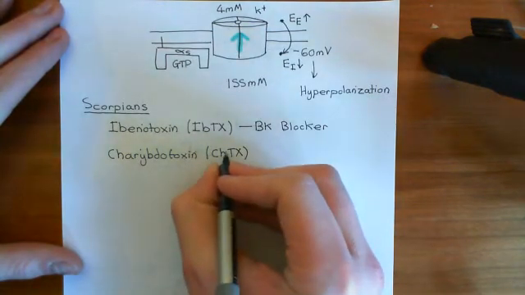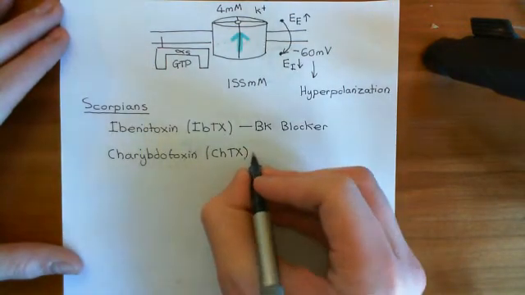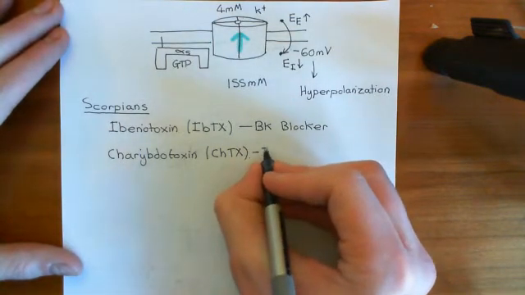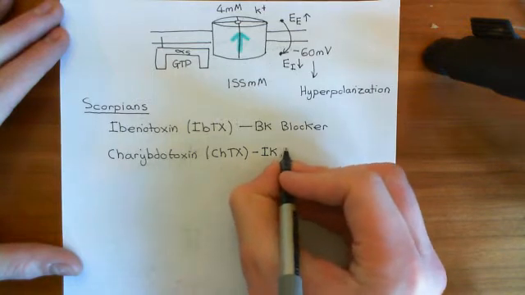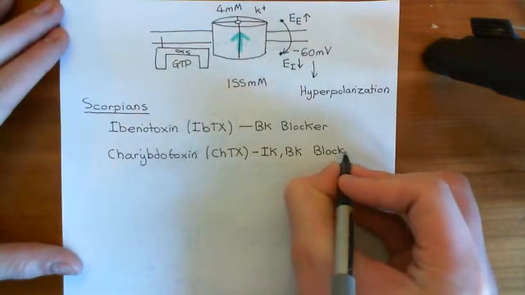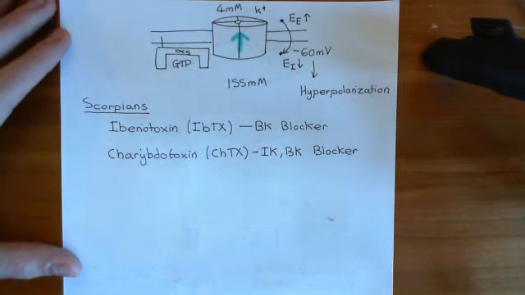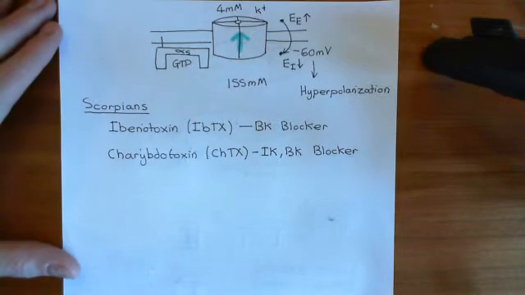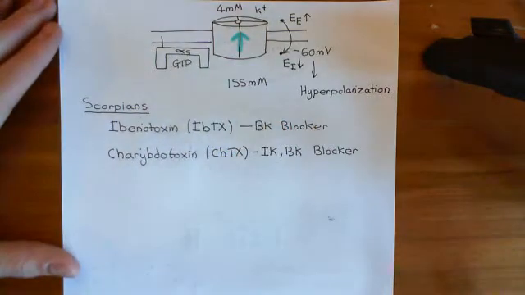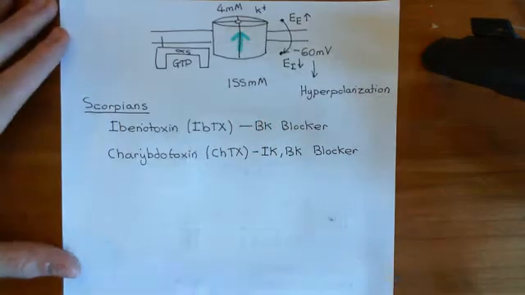If you just abbreviate it to CTX, people will think you're talking about cholera toxin, whereas if you put the CH there, it's charybdotoxin. Okay, now this one isn't quite so selective for the big conductance potassium channel. It also blocks the intermediate conductance potassium channels as well. So it's an IK-BK blocker. But again, charybdotoxin will completely block the relaxing response of smooth muscle cells to beta-2 adrenergic agonists. Okay, so that's some quite powerful evidence in favour of this second pathway. Although this one's more complicated, it's potentially the right one, closer to the truth.